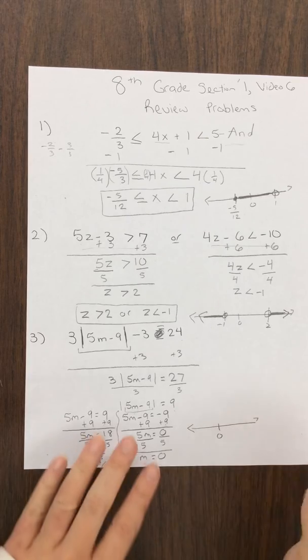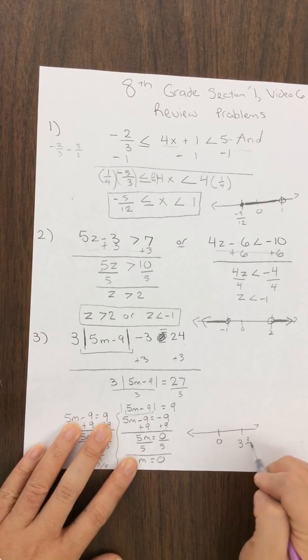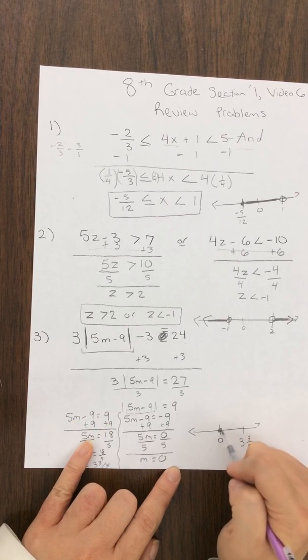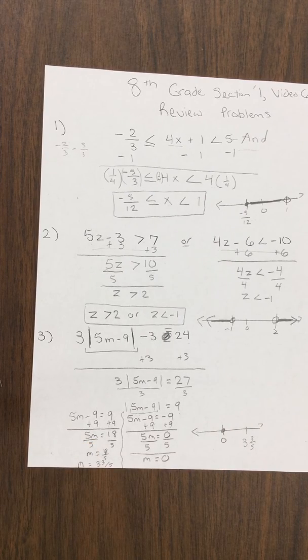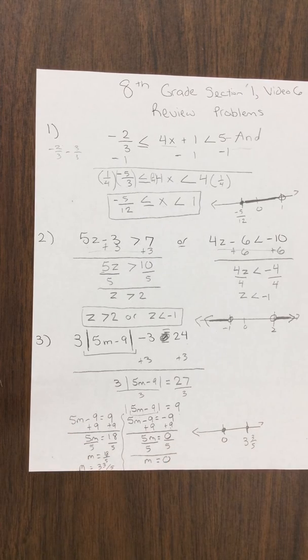Now to graph it, I don't have to do any shading. So I have two solutions, so I'm just going to plot 2 points. One solution is m is equal to 0, so that's 1 point. I'm just going to circle it in. My other solution is that m is equal to 3 3/5. Notice with this one, because it's not an inequality, I don't have to shade anything in. I just plot my 2 points.